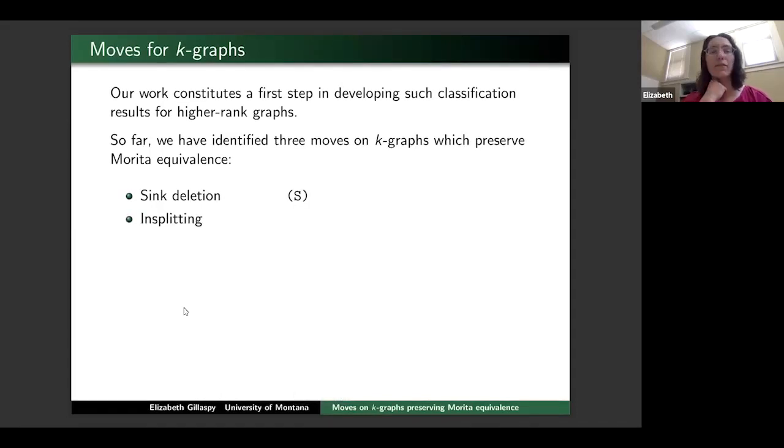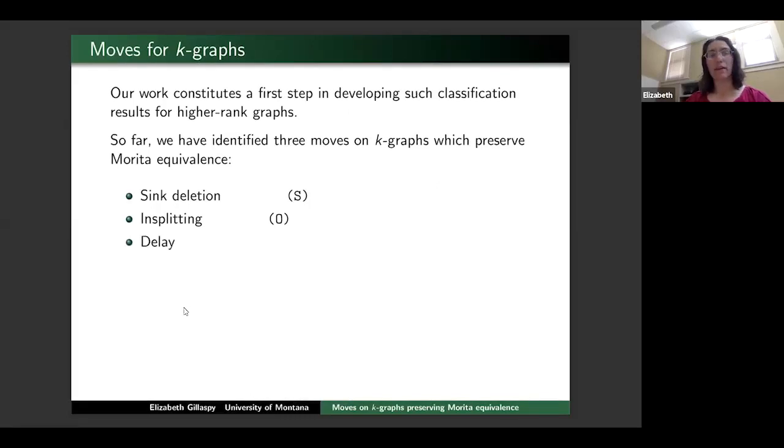Then we also have a move insplitting, which Eilers-Restorff-Ruiz-Sørensen also had, but again, because of this sort of reversing sources and ranges, it really should be thought of as the analog of their outsplitting. And again, just as with outsplitting for directed graphs, insplitting for K-graphs, for higher rank graphs, gives us an isomorphism of the associated C-star algebras.